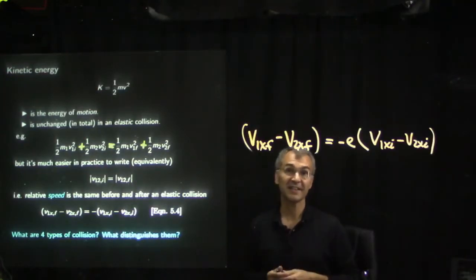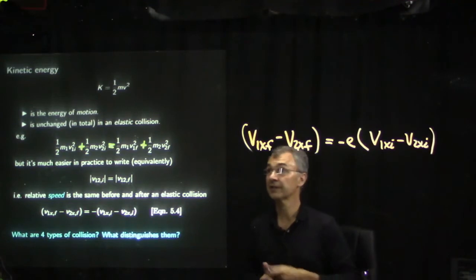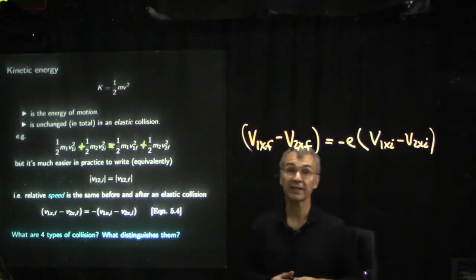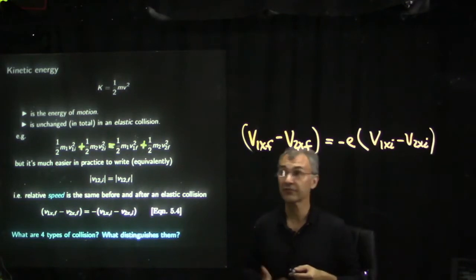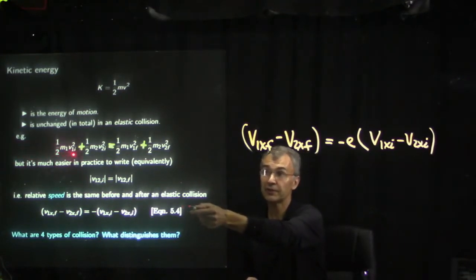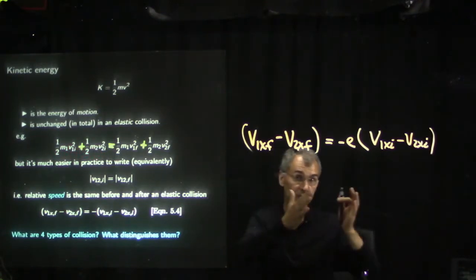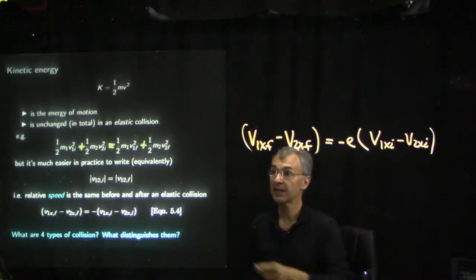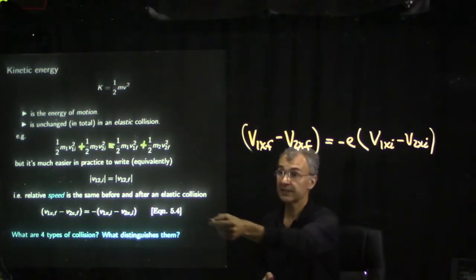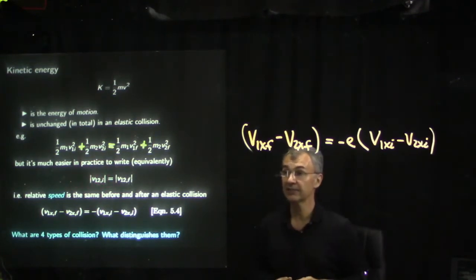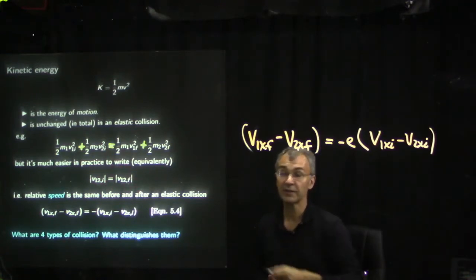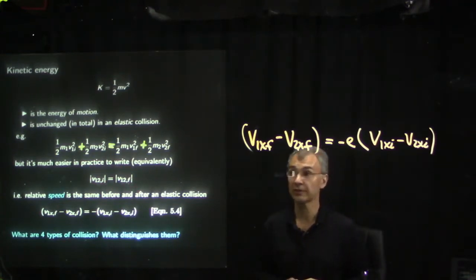Okay, again, kinetic energy is 1/2 mv squared. It is the energy of motion. The total kinetic energy is unchanged in an elastic collision. So for an elastic collision, 1/2 m1 v1 squared plus 1/2 m2 v2 squared for the initial state equals that same sum for the final state. But it's actually much easier in practice to write equivalently that the relative speed in the initial state is the same as the relative speed in the final state between objects 1 and 2.